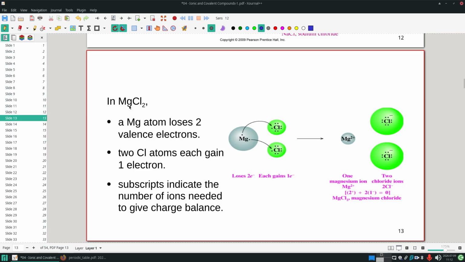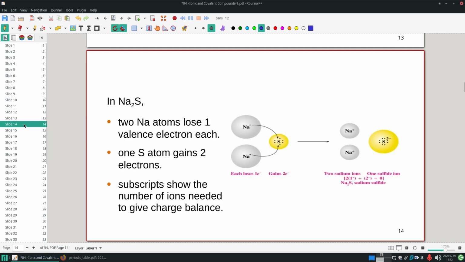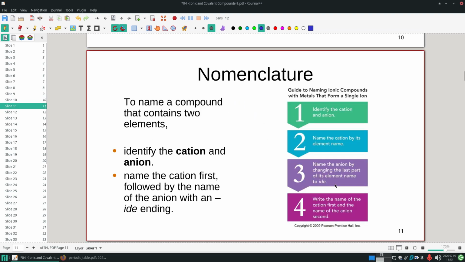If I have magnesium, since magnesium likes to be the +2 and chlorine likes to be a -1, a +2 and a -1, we're going to have to add more chlorines to balance out that charge, giving us MgCl2. And one more of these, sodium sulfide. Sodium likes to be +1. Sulfur likes to gain 2 electrons to become a -2, so I'm going to need 2 sodiums to neutralize that, Na2S.